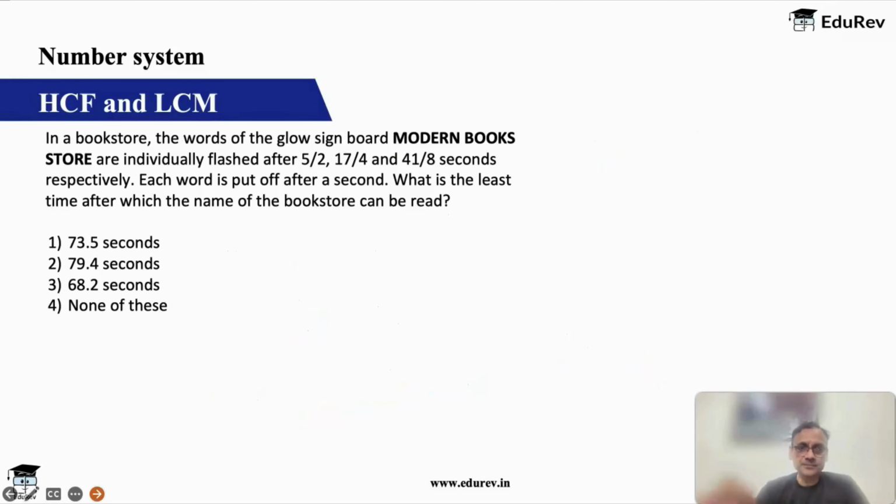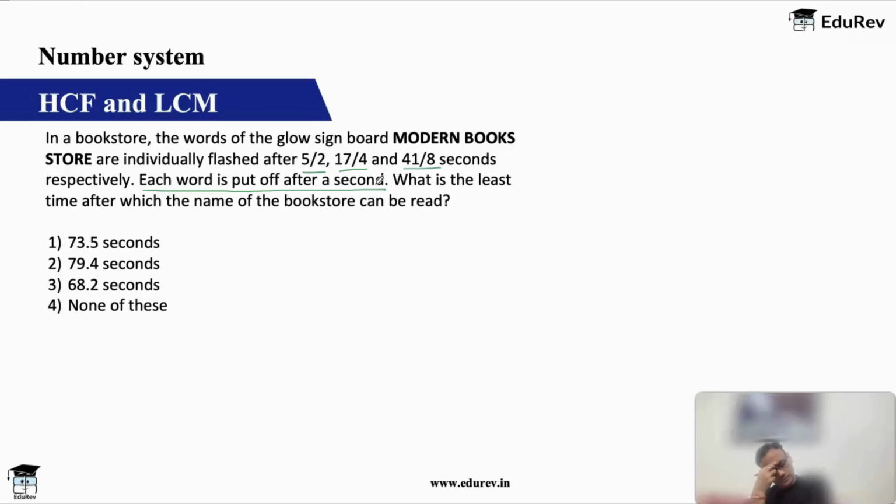Okay. Next question. In a bookstore, the words of the glow sign board 'Modern Bookstore' are individually flashed after 5 by 2, 17 by 4 and 41 by 8 seconds respectively. Each word is put off after a second. What is the least time after which the name of the bookstore can be read?